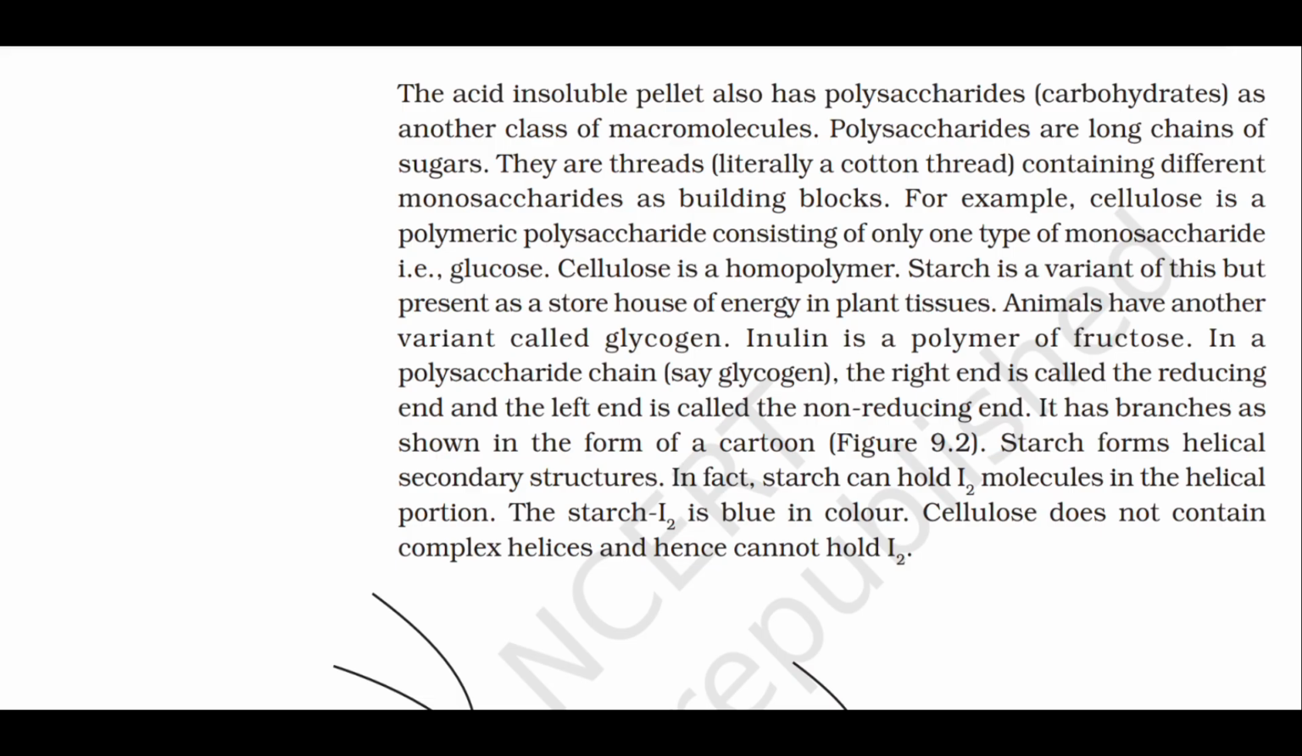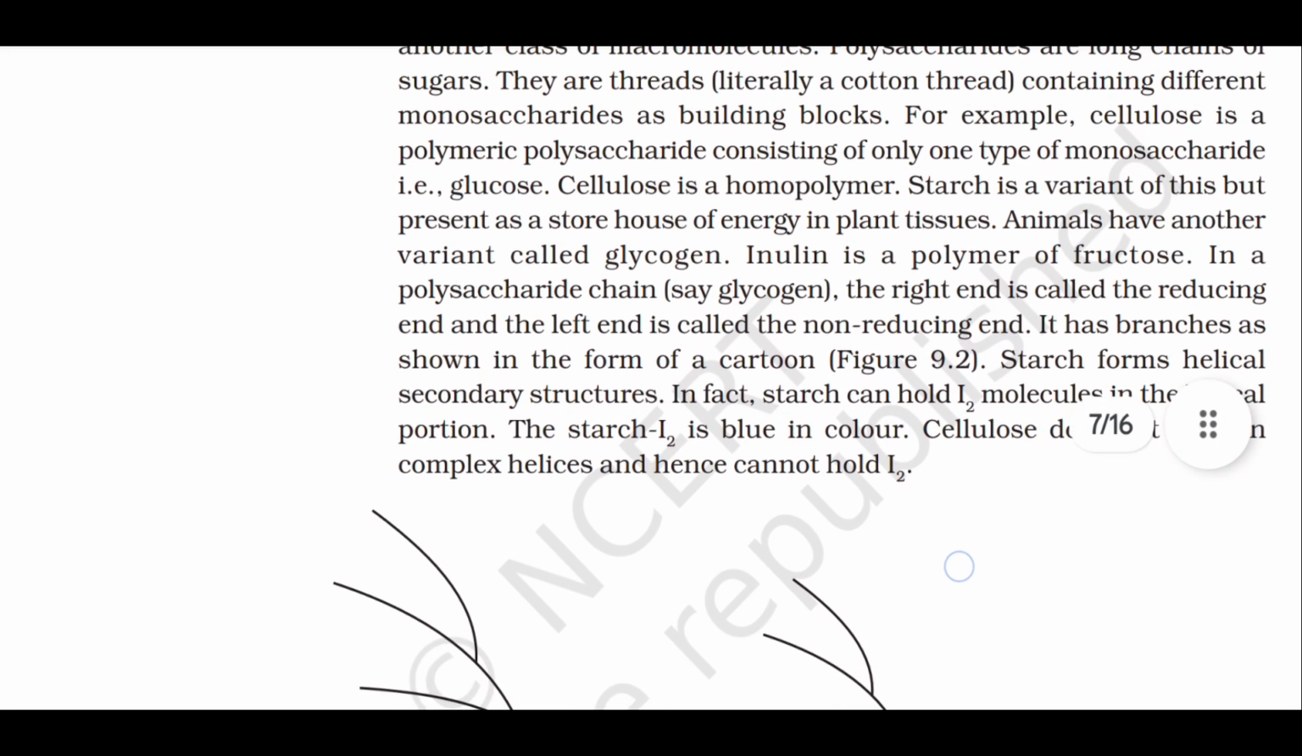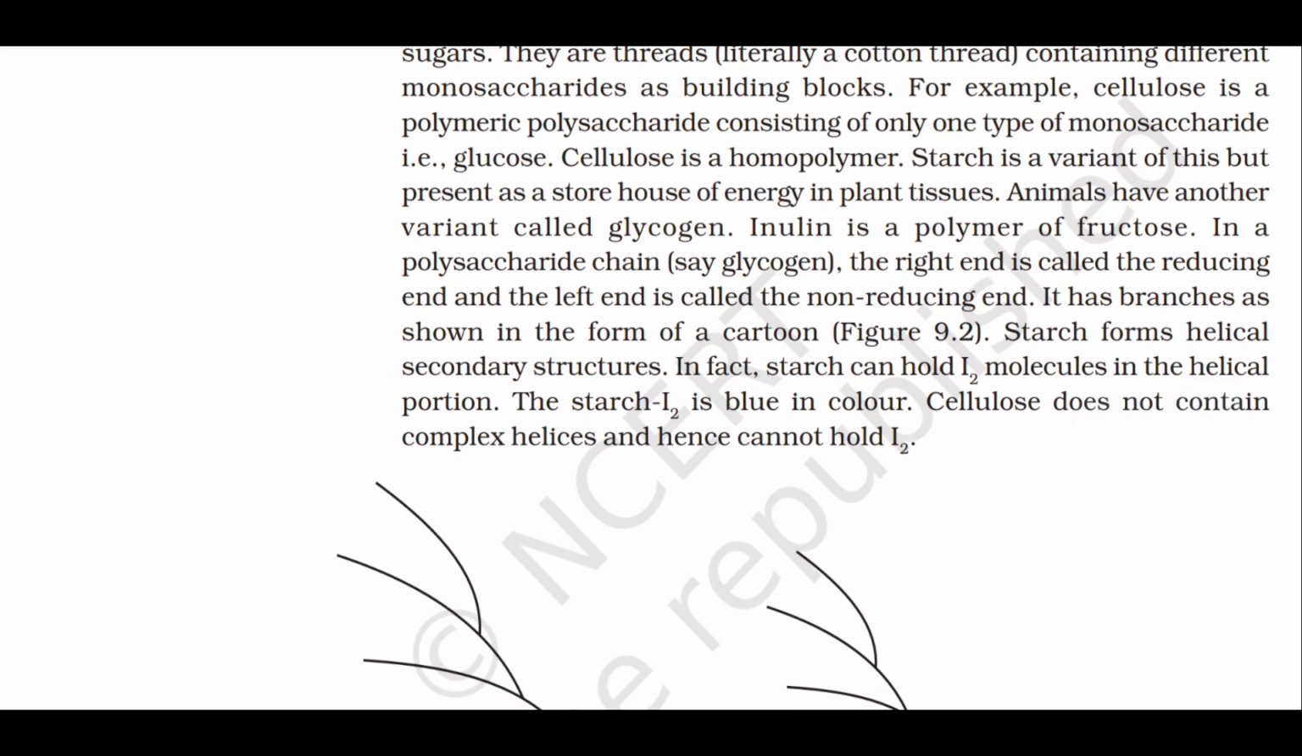Animals have another variant called glycogen. Inulin is a polymer of fructose. In a polysaccharide chain, say glycogen, the right end is called the reducing end and the left end is called the non-reducing end. It has branches, as shown in the form of a cartoon.